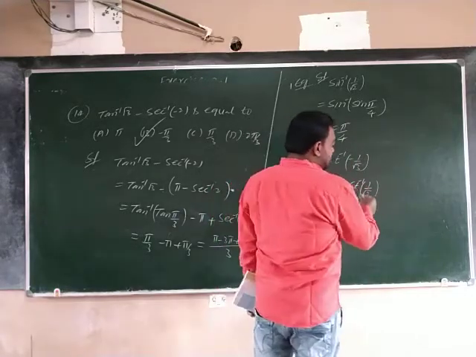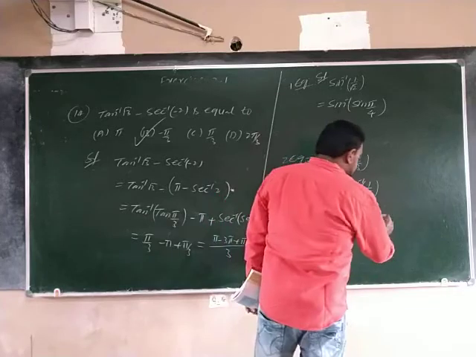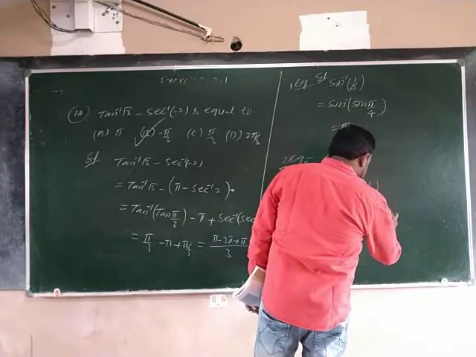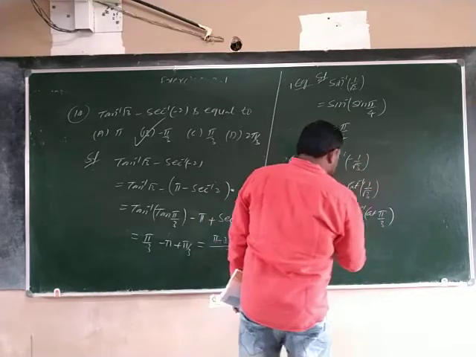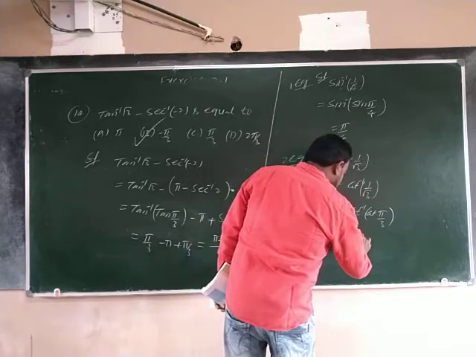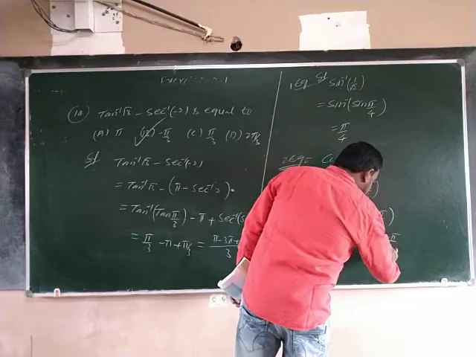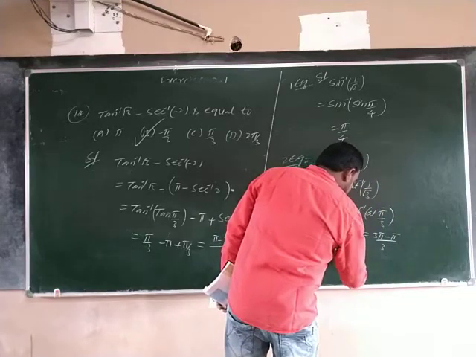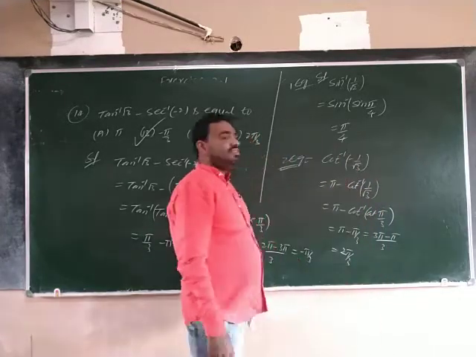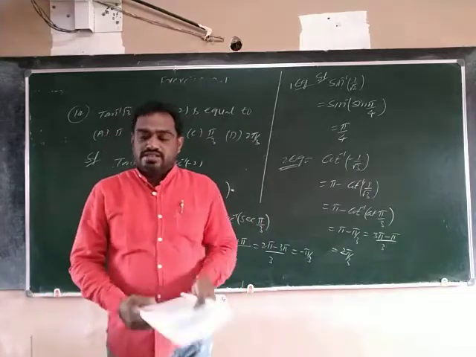Cot of which angle has the value 1 by root 3? That is 60 degrees, so pi by 3. So pi minus pi by 3, that is 3 pi minus pi by 3, that is 2 pi by 3, which is the answer. These are the first two examples.